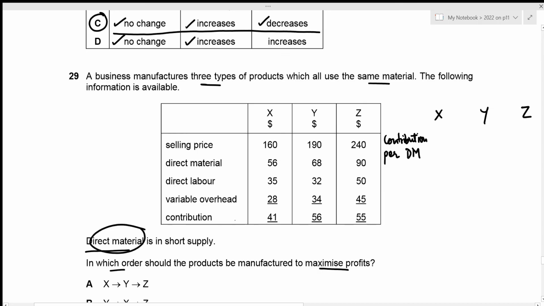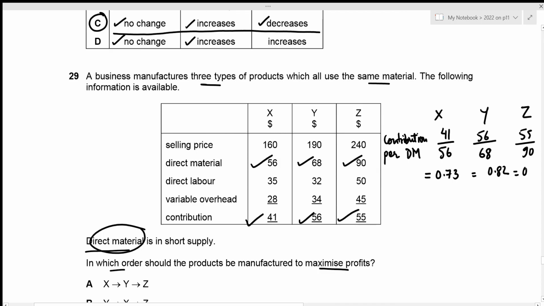So we start with our contribution, that's 41 for X, and then divide it by our direct material, which is 56. So for X, that results in 0.73. For Y, the contribution is 56, and we divide it by our direct material cost, which is 68. This gives the contribution per direct material for Y to be 0.82. For Z, the contribution is 55, and the direct material is 90, which results in the contribution per direct material to be 0.61. And while ranking, we do it from highest to lowest.